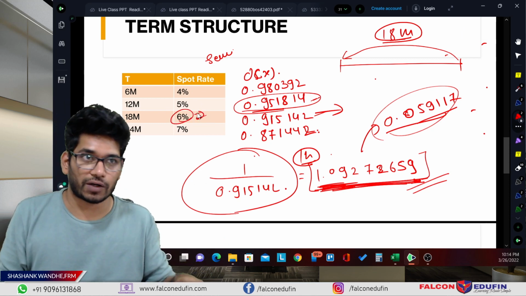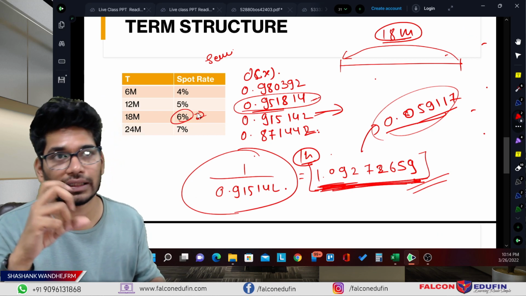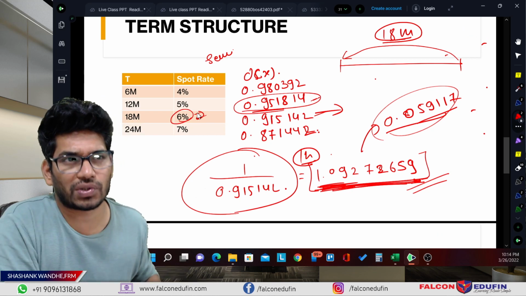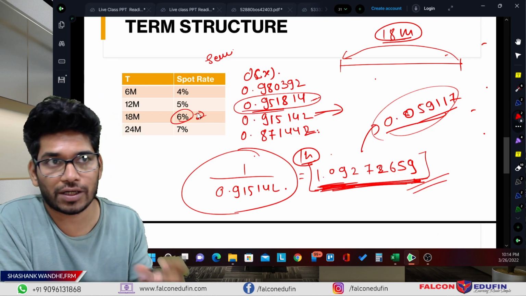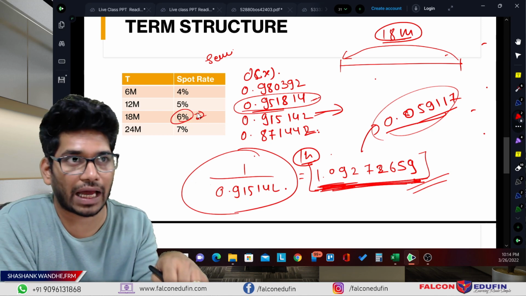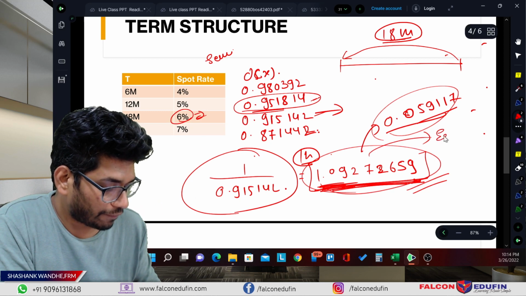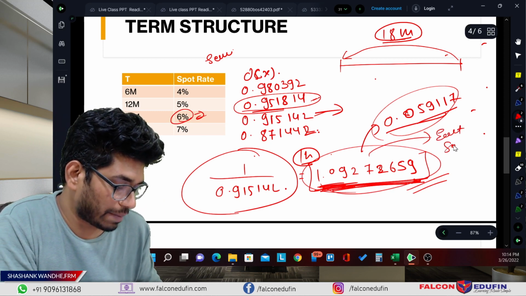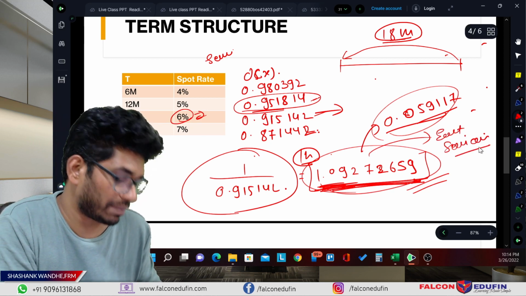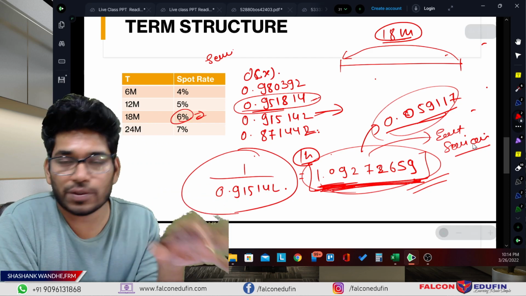Right now my calculator is not working. So if you want the calculator explanation, just drop a comment. I will provide a separate video on the calculator, on how to convert this particular factor into the effective rate, which is the semi-annual effective rate. So this is a very easy calculation.